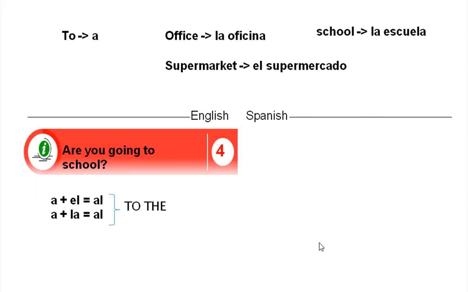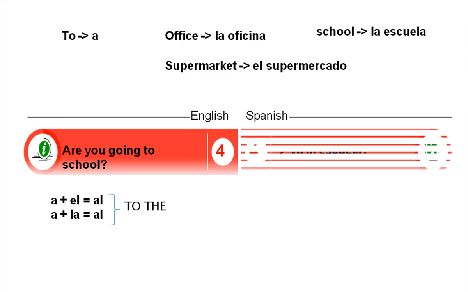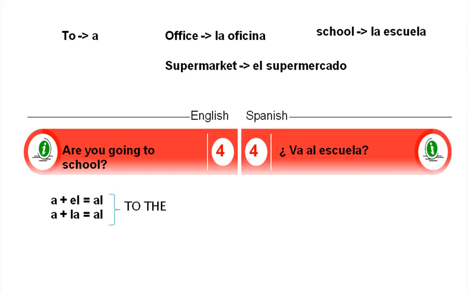Next one. Are you going to the school? So you are asking a question. Va al escuela. So va, because we are trying to ask in the formal way. If we would have asked a kid known to us, we could have said vas al escuela.